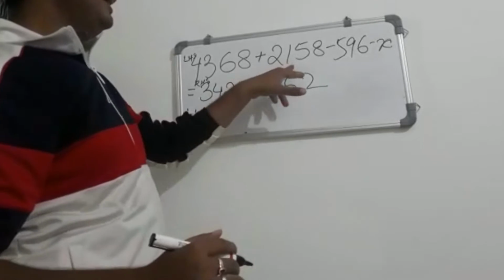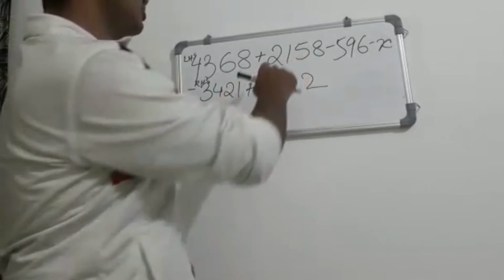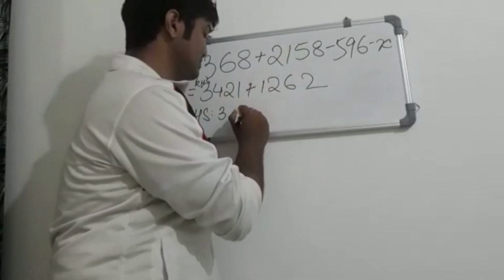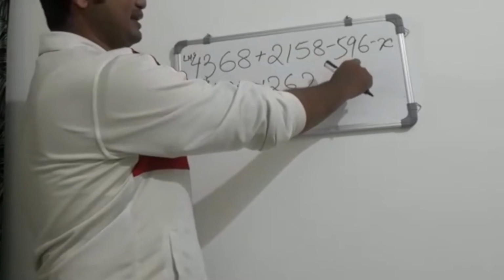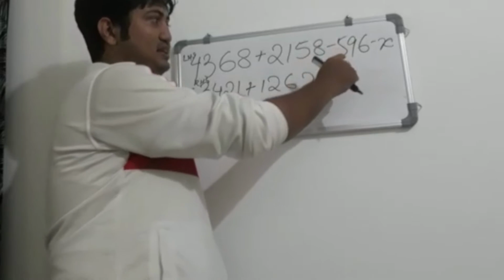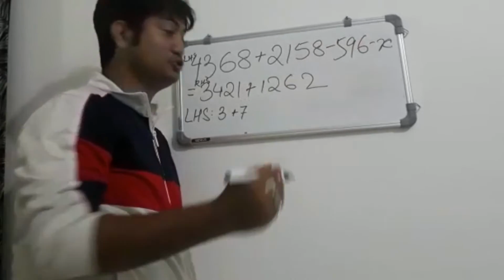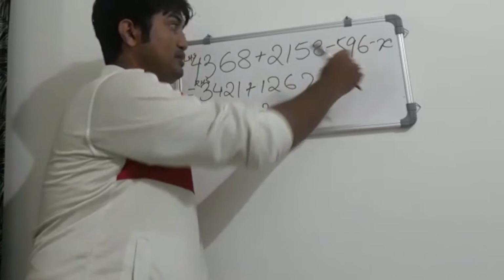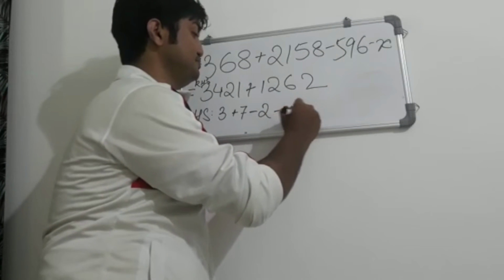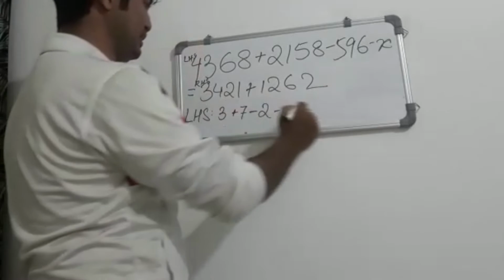Then again, 8 plus 1 is 9, which I again cancel off. So I'm effectively left with only 2 plus 5, which is a 7. Again, 9 itself is a 9, so I can cancel it off. So 5 plus 6 is 11. 11 is effectively 1 plus 1, which is 2. Then I'm left with the X. Now, going to the RHS side.